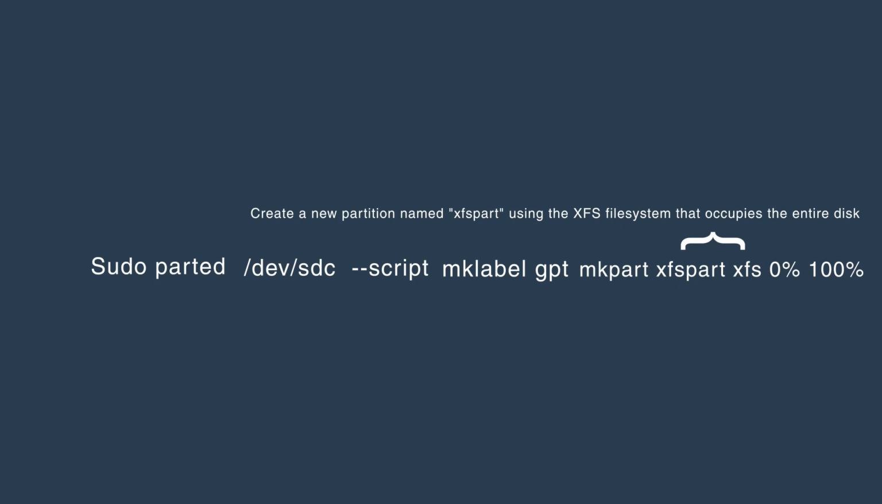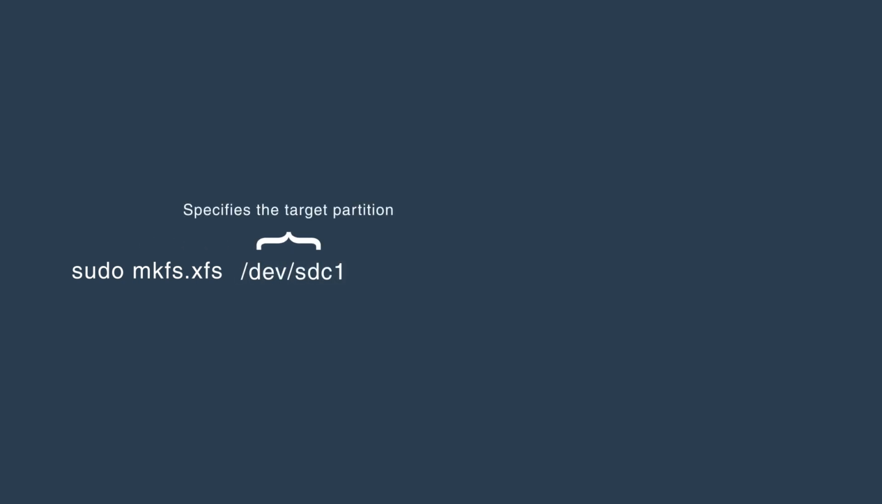from 0% to 100%. And then moving to the second command, mkfs.xfs. It just creates an XFS file system, that's all. And then you have the path of the disk. So this is your target partition.